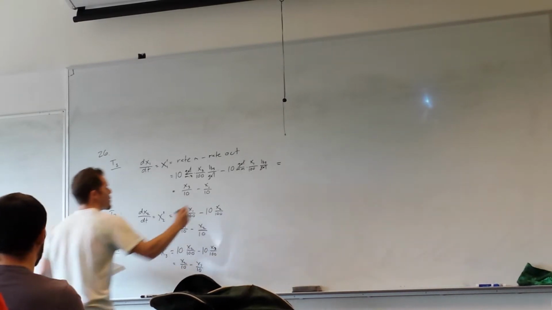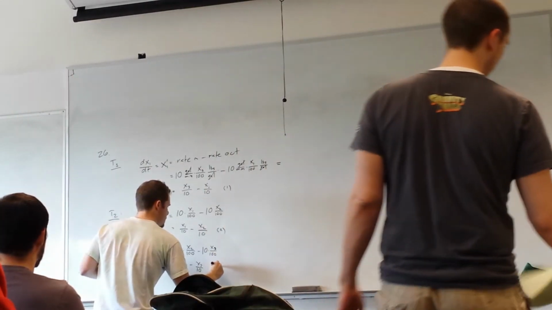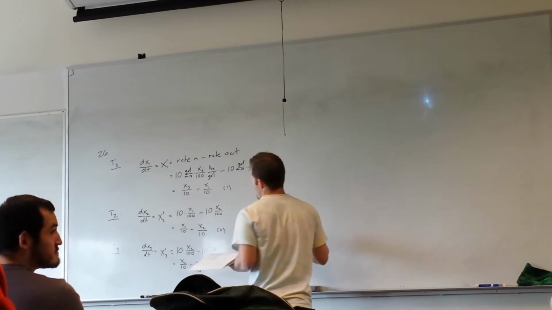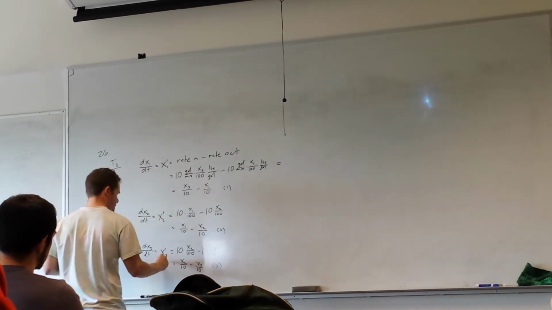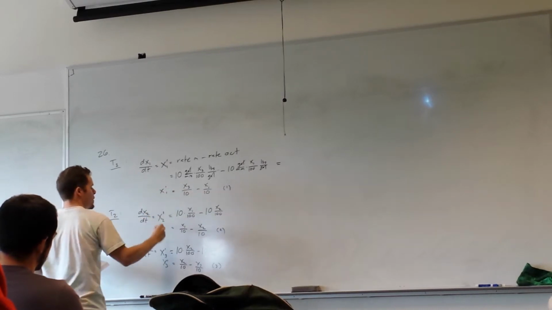All right, so we got equations. I'm just going to call them 1, 2, 3. And if we multiply all those equations by 10, both sides, what do we get?